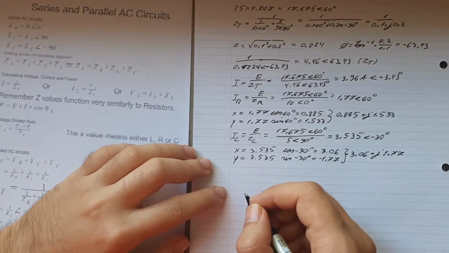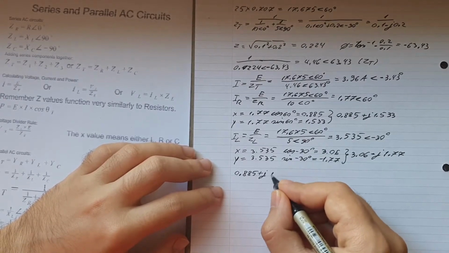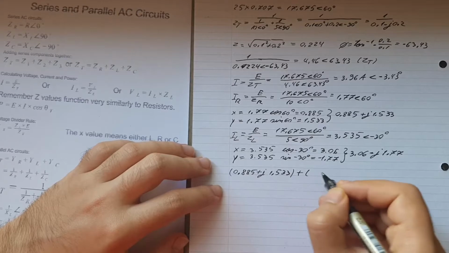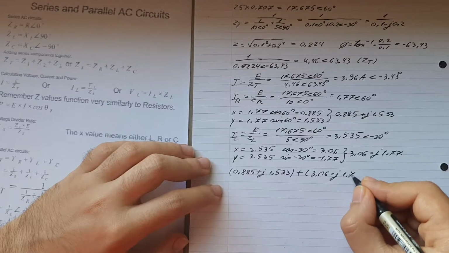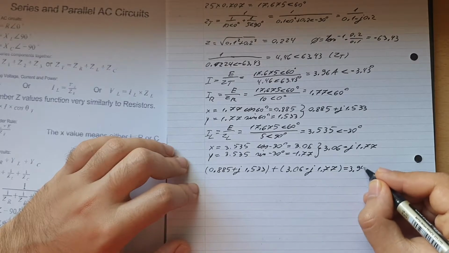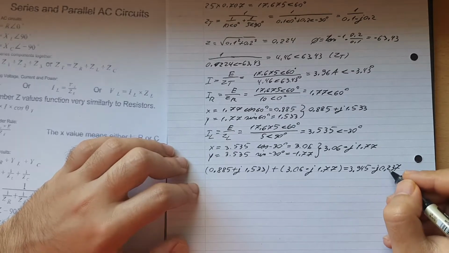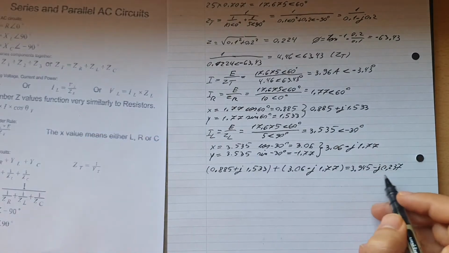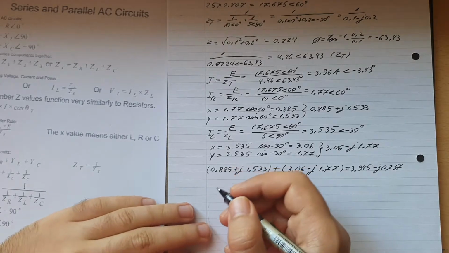When it's in rectangular form, we can easily add them together: 0.885 plus j1.533, and there we close the bracket, plus, then we open a new one, 3.06 minus j1.77, then this will be equal with 3.945 minus j0.237. Alright, now all we need to do is change this into polar form, and once we change it to polar form, we can see if it's the correct answer or the wrong answer.